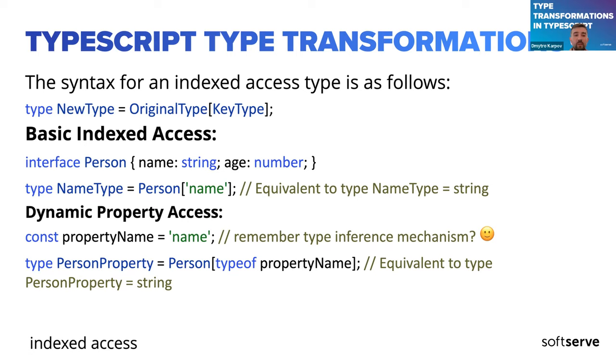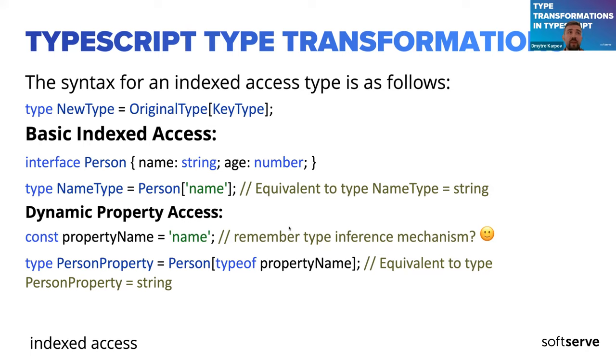So what is happening here? Basically, we're saying, okay, let's take the Person and extract the type from Person using the key. We are using the key in this example as name. This is equivalent to type NameType = string, that's very true. The comment is helpful.